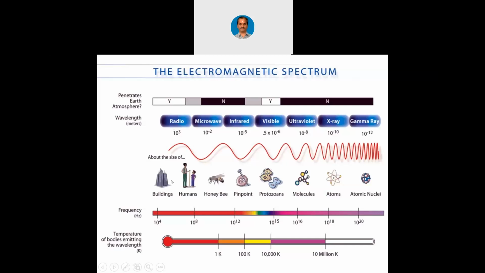Now the radio is at the side about the size of buildings. Then comes to the size of humans. Then comes to the size of honeybees. Comes to the size of pinpoints. Comes to the size of protozoans in the frequency of visible light. Then it comes to the size of molecules. Comes to the size of atoms. Comes to the size of atomic nuclei when it comes to the gamma rays.